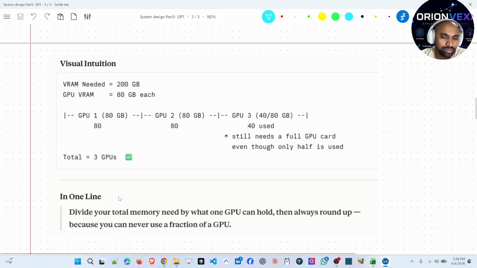The nutshell is: divide your total memory needed by what 1 GPU can hold. Then always round up, because you can never use a fraction of a GPU. You have to consider the full GPU for inferencing.